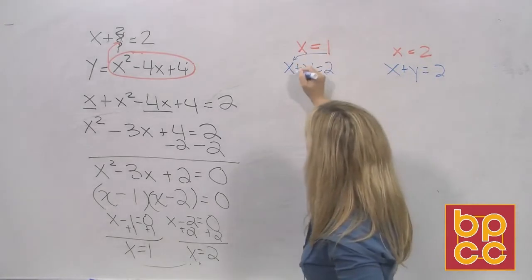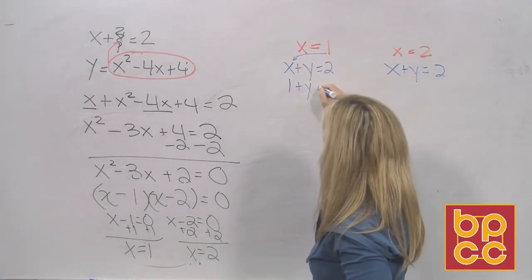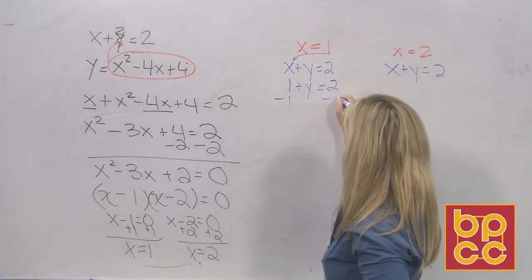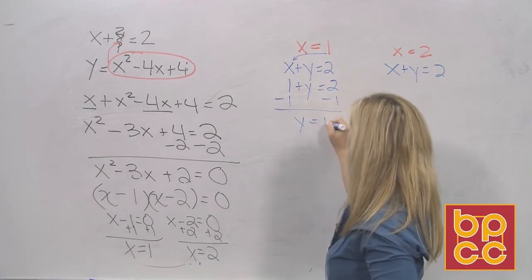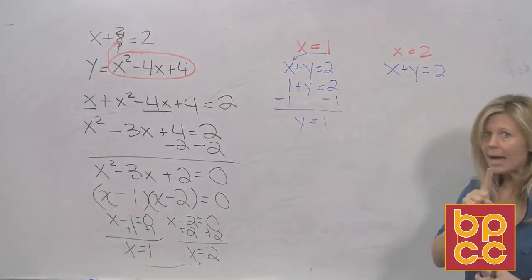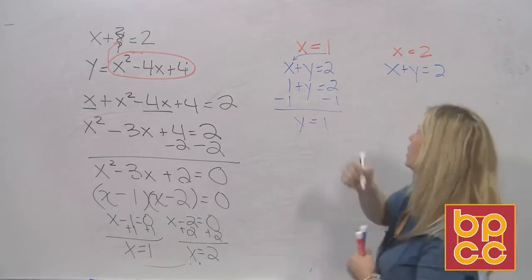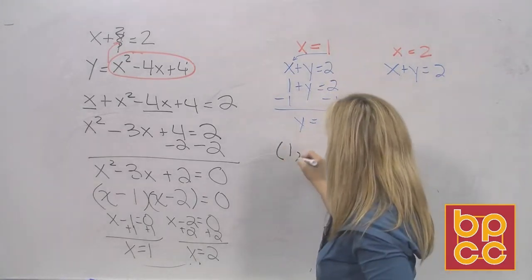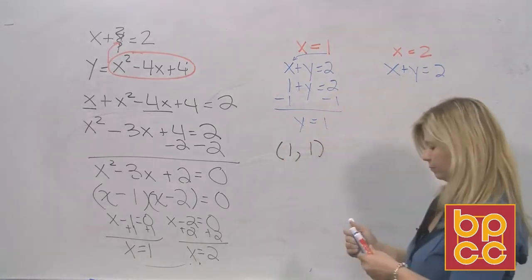So now I replace, I substitute. 1 plus y equals 2. I solve. I get y equals 1. Stop right there and write your ordered pair, your point. When x is 1, y is 1.